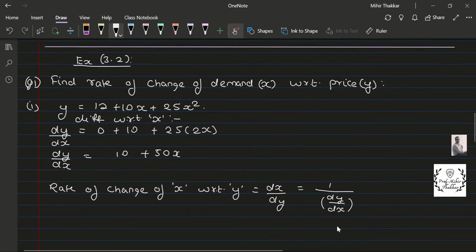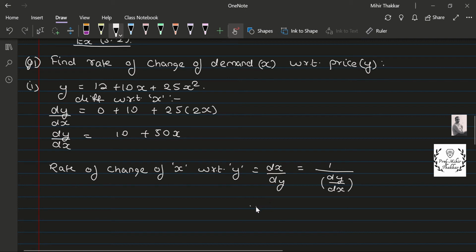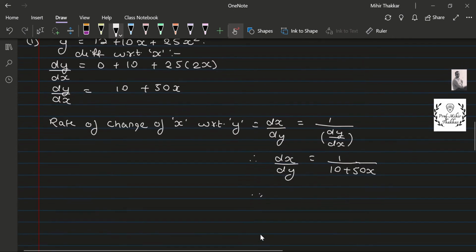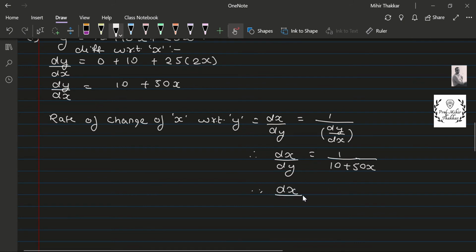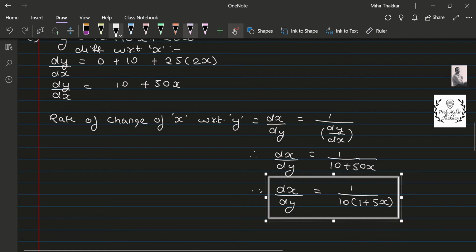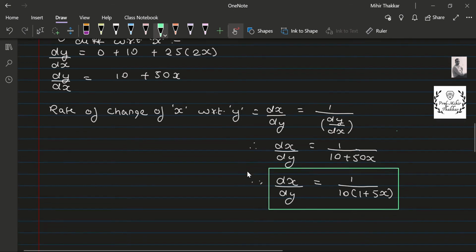So what is the value of dy by dx? The answer is dx by dy is equal to 1 upon 10 plus 50x. So in order to simplify, I can give our final answer as dx by dy is equal to 1 upon 10 into bracket 1 plus 5x. So that's a very simple sum, guys. Question number 1 first sum. Now let us go to question number 1 second sum.